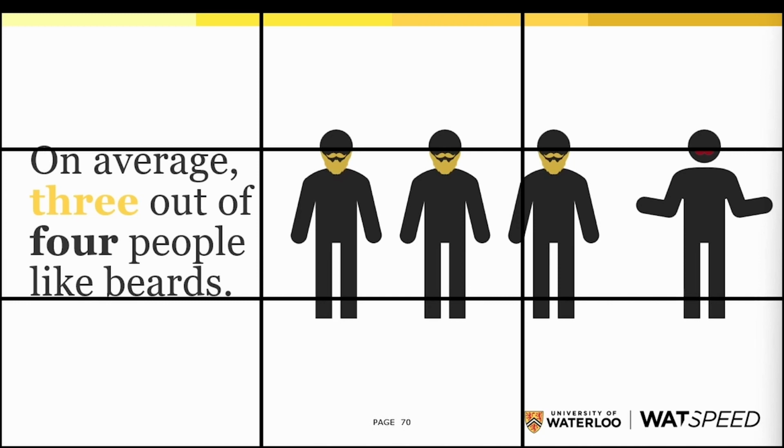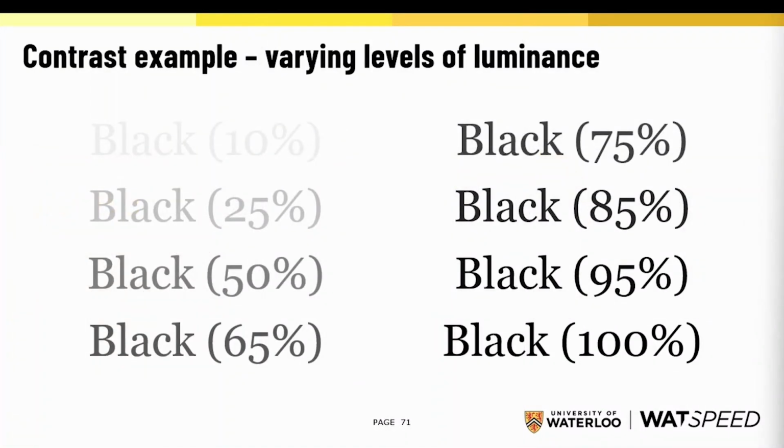Another visual variable to take a look at is contrast. Let's take a look at differing levels of luminance for a solid black piece of text. On the left, I have a 10% gray piece of text, and at the very bottom right, I have a 100% full black, full darkness piece of text. It will depend on your monitor how much of a difference you see between the different percentages of black.